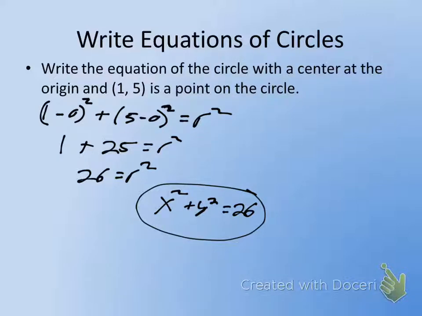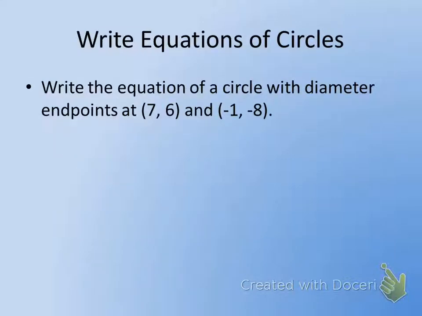So that's whenever you're given the center and a point. Now, let's change it. Write the equation of the circle with the diameter endpoints at 7, 6, and -1, -8.